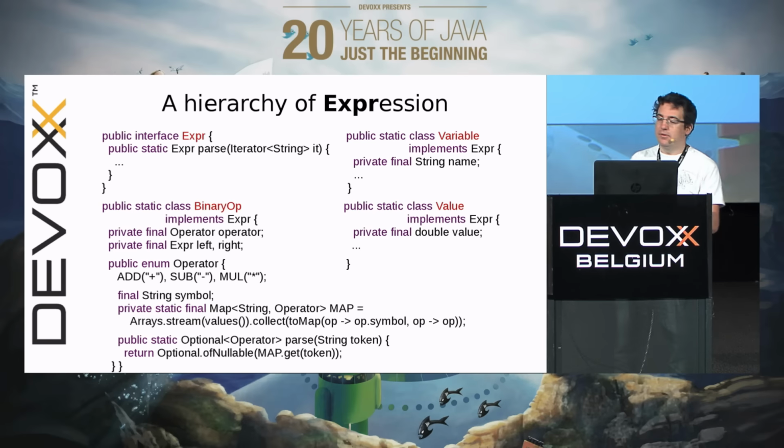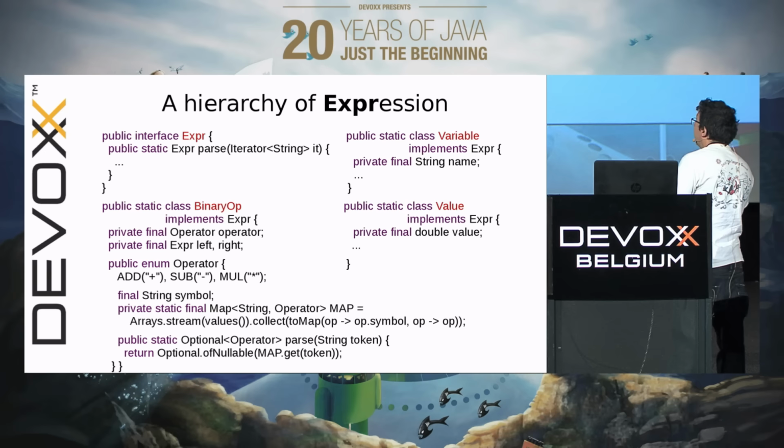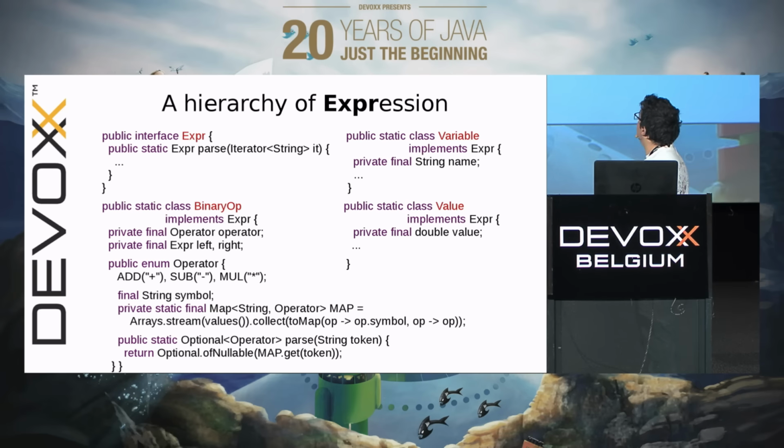Perhaps a more interesting example. Let's say I have a hierarchy of expressions. I have an expression and I have three classes that implement my expression. My expression can be a value, it can be a variable, or it can be a binary operator.